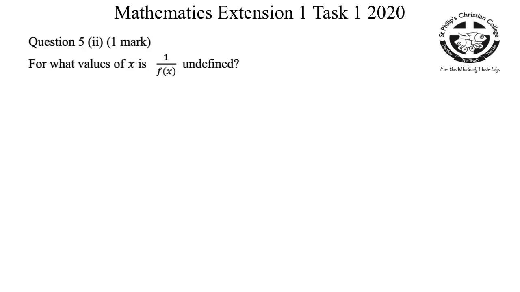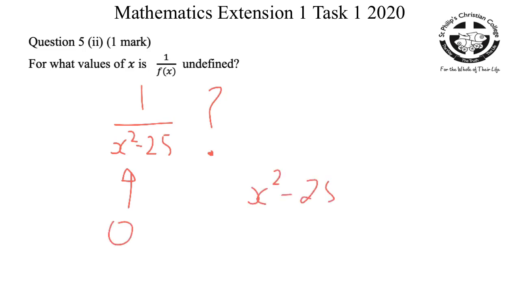We're talking about a reciprocal function here. So for what values is 1 over f(x) undefined? What we're saying is, where is 1 over x squared minus 25 undefined? And what does that mean? Well, that means, where do I have a problem with the denominator? And where that problem occurs is where this denominator is 0. So that means x squared minus 25 equals 0.